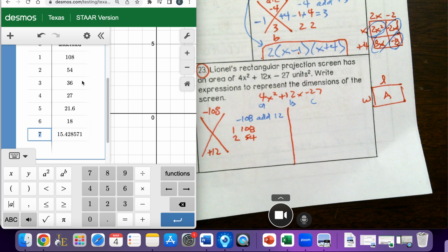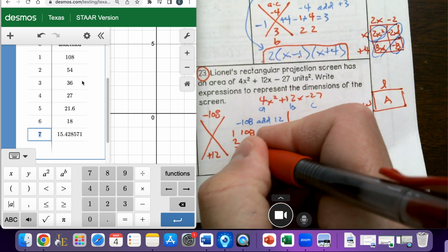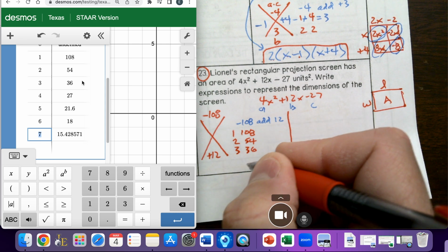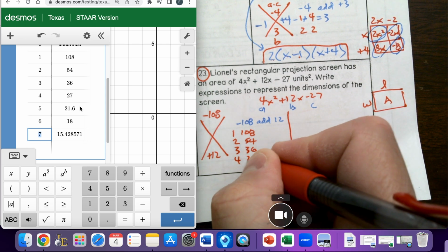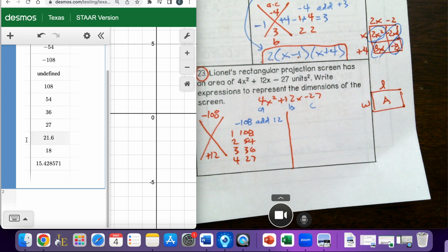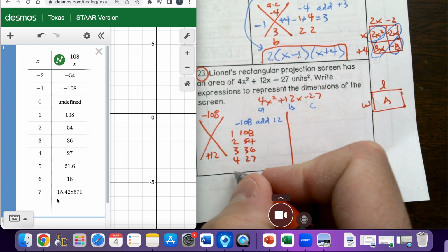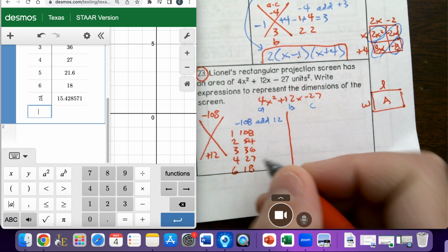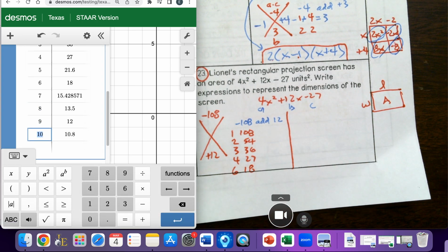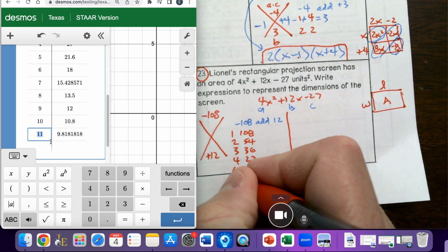So 3 times 36 works. We have 4 times 27. 5 times 21.6 is not one because we have a decimal here. We also have 6 times 18 is another one. 7 times 15.4 doesn't count. So let's keep going here. We want to go until the X and Y values kind of overlap. So 8 doesn't work, 9 and 12 does. And it looks like there's no more factors here.